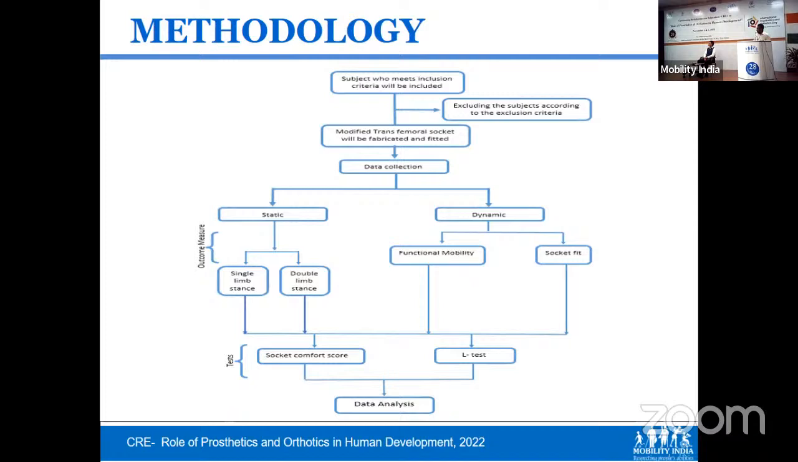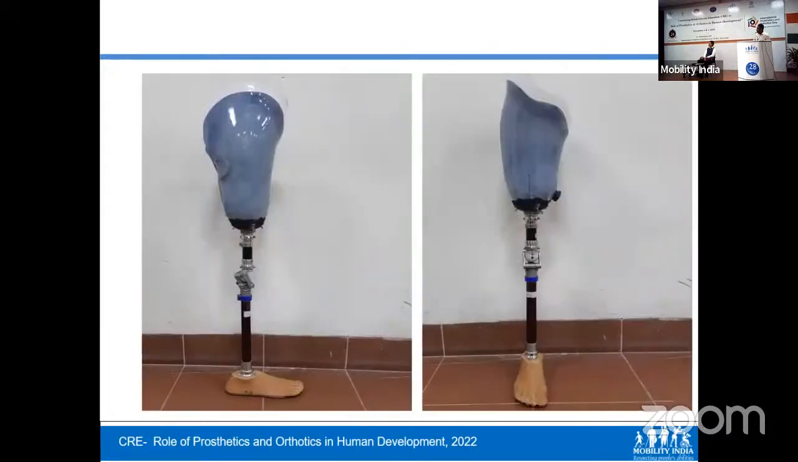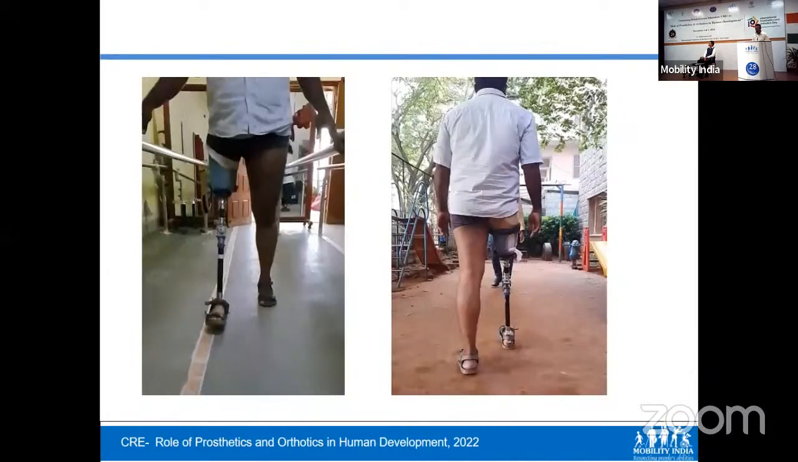This is the flow chart of how my data was collected and how my study proceeded. And this is the prototype one model, which has the ratchet dial system and a single cutout. It is a bi-walled socket.